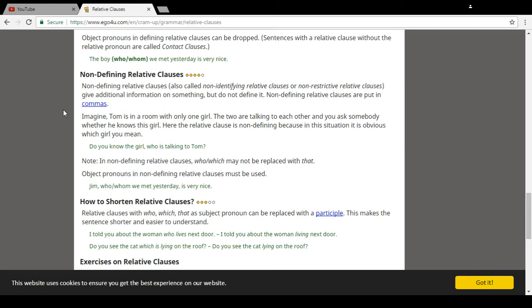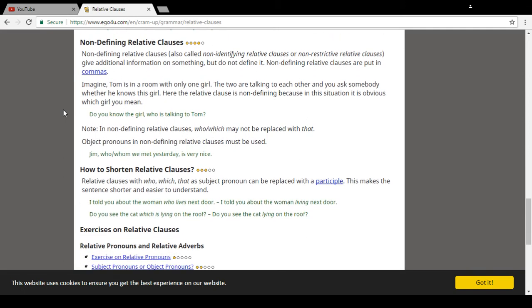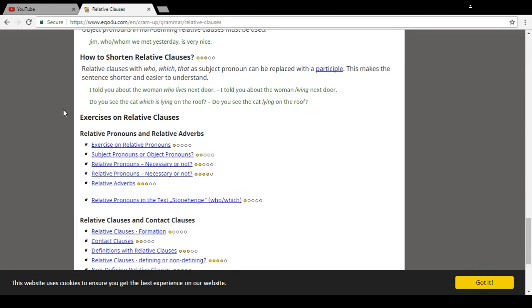The boy whom we met yesterday is very nice. Znači, dječak kojeg smo jučer upoznali je veoma fin. Non-defining relative clauses, also called non-identifying relative clauses or non-restrictive relative clauses, give additional information on something but do not define it. Non-defining relative clauses are put in commas. Imagine Tom is in a room with only one girl, that you are talking to each other and you ask somebody whether he knows the girl.